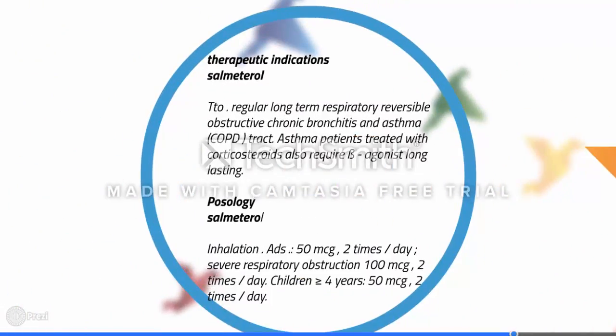Therapeutic indication of salmeterol is regular long-term treatment of reversible obstruction in chronic bronchial asthma. Asthma patients treated with corticoids also require a beta-2 agonist, long-acting. Posology of salmeterol: inhalation, 50 micrograms 2 times a day. Children more than 4 years old, 50 micrograms 2 times a day.